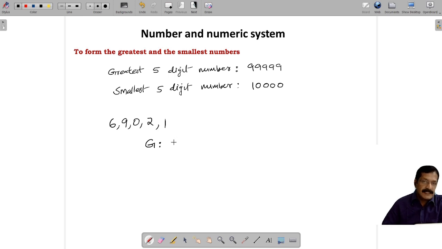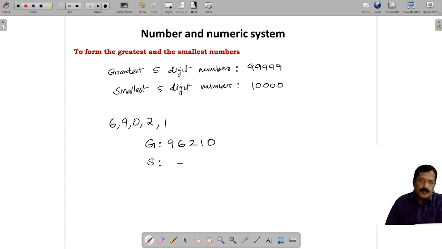We have to write the greatest digit first from among the given digits. It is 9. Then the next one is 6, then 2, then 1, 0. So 9, 6, 2, 1, 0 is the greatest 5-digit number using the given digits 6, 9, 0, 2, 1 without repetition. And what about the smallest one?